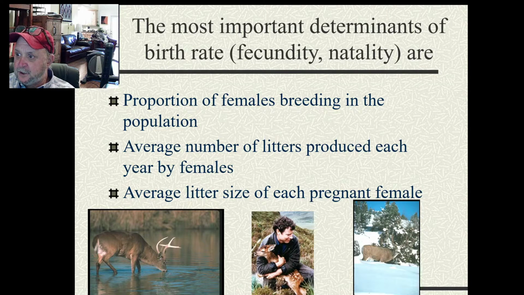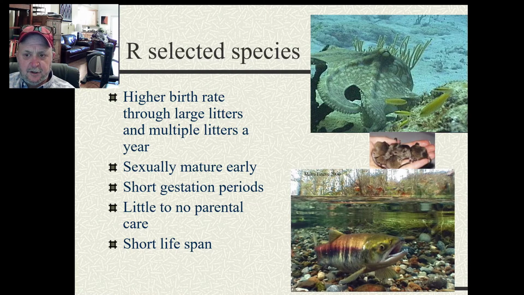So, first thing you need to be aware of in conservation is what are the most important determinants of birth rates. For example, on large animals like a deer, we might want to know the proportion of females breeding in the population. We want to know the average number of litters produced by each female, the average litter size produced by a pregnant female. So we'll produce models that actually try and predict what different populations are doing. And you have to consider what we call the reproductive life history of different animals.